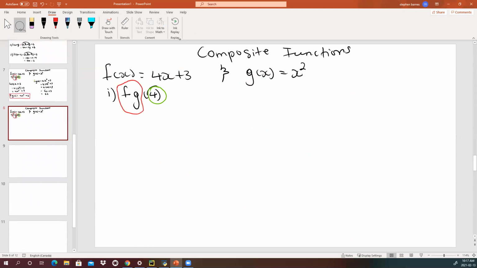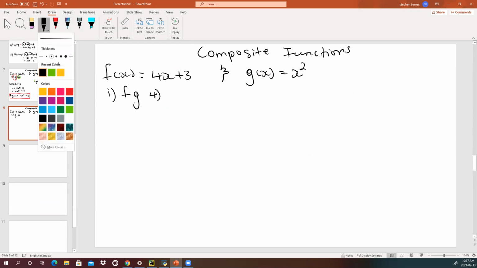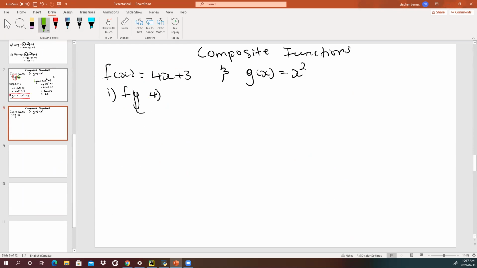So the second way to work it is just to work it one function at a time. Initially, I had found the f of g function first, and then I put 4 into it. But now I'm going to find g of 4 first. The g function is x squared, so I'm going to have 4 squared equals 16. Yes, that's my g of 4.